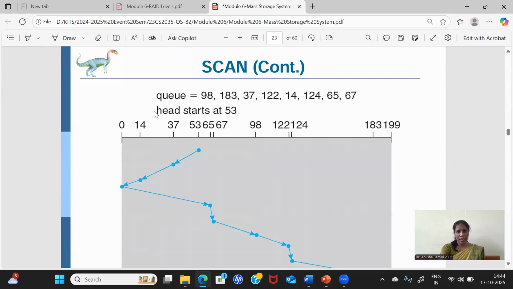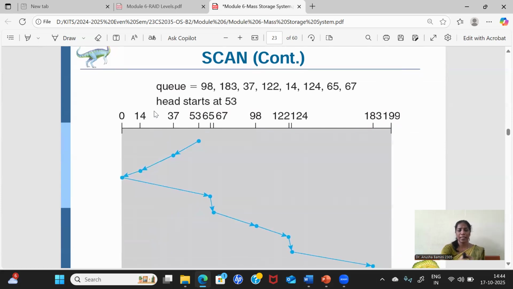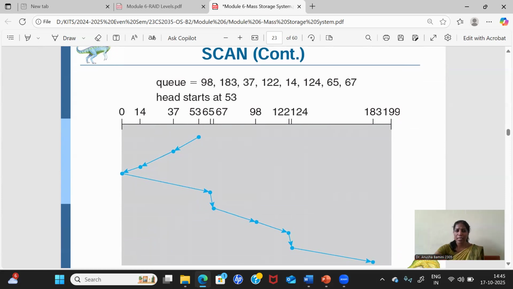Same problem given here. These are the queue requests. The head starts from the 53rd position. So what is the definition given? It starts from one end and scans till the end, servicing whatever in-between requests are available. Based upon our question, the head starts at 53. By default, I am starting at 53 and moving to the left side. Left side, 37, and fine, it is not calculating the shortest path here.